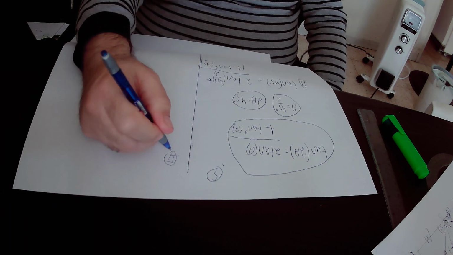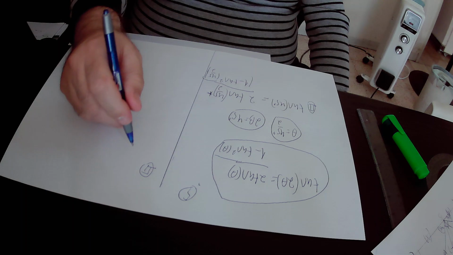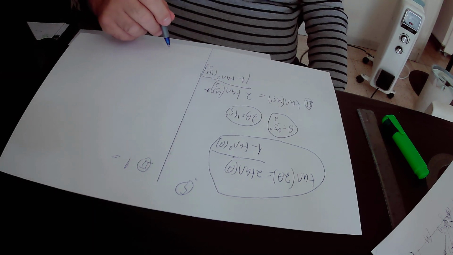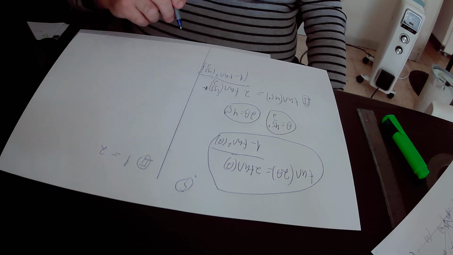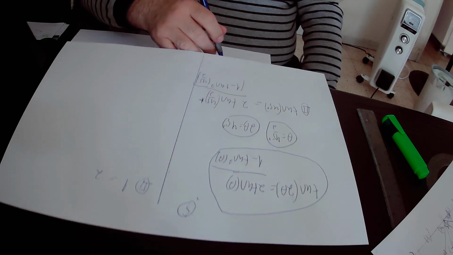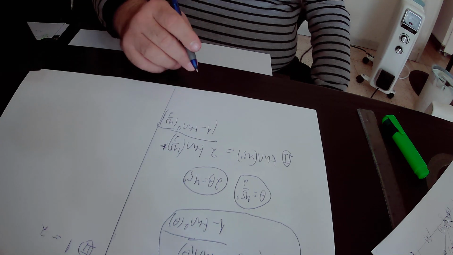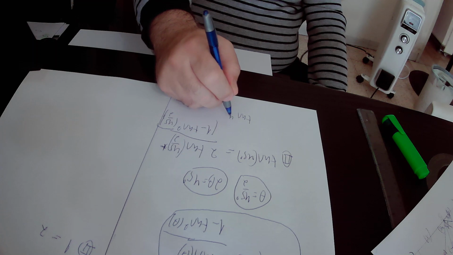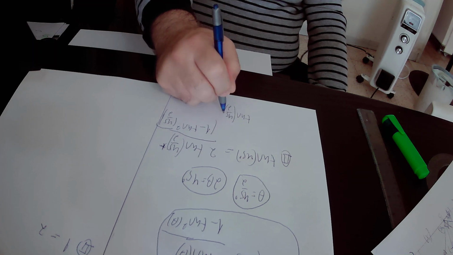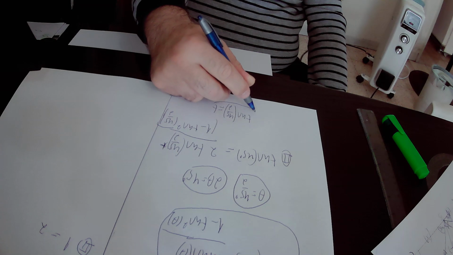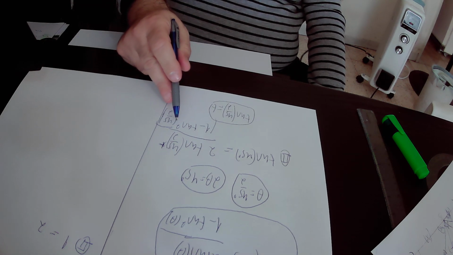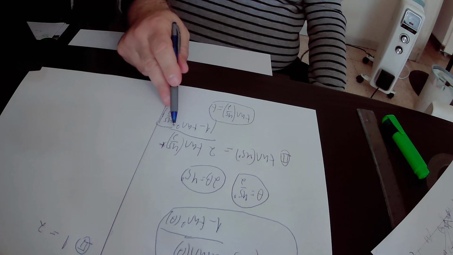Tangent 45 degrees is 1, and it equals 2 times tangent 45 over 2 degrees. We will define tangent 45 over 2 degrees as t, and we'll substitute tangent 45 over 2 degrees in this equation number 2 by t.